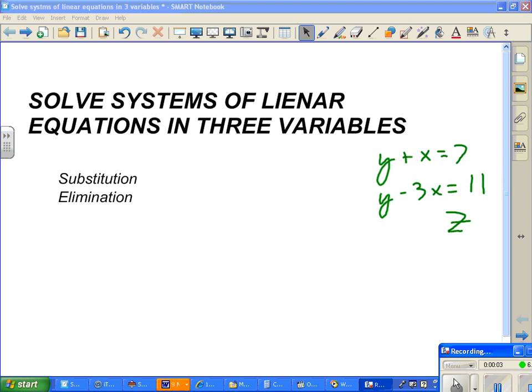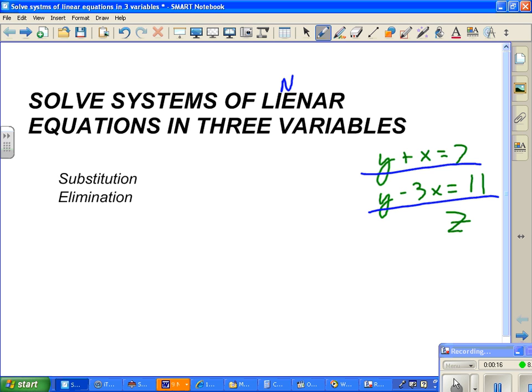Hello everybody. Today we're going to solve systems of linear equations in three variables. Now we've done it in two, where we had a y and an x. Now we're going to add a z. That's our third variable. Since I have three variables, I need three equations.